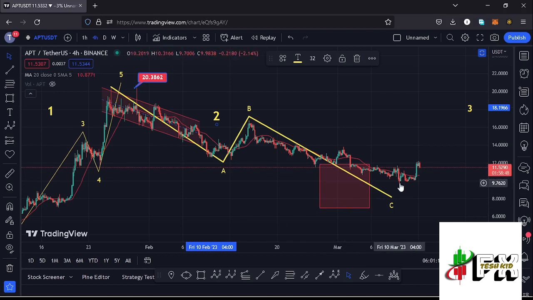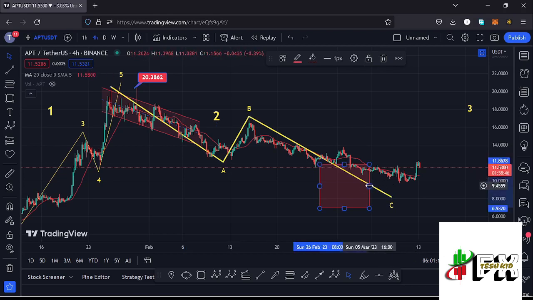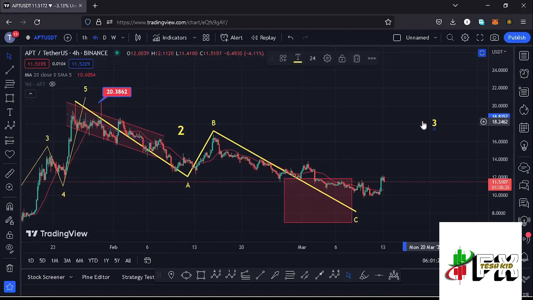And after making that low within this red target area, which was the minimum retracement area, there are chances that we might have bottomed out in the formation of that higher Elliott wave count 2, and there are chances that whatever we are seeing at the moment is the start of an impulsive wave to the upside in the formation of this higher Elliott wave count 3.